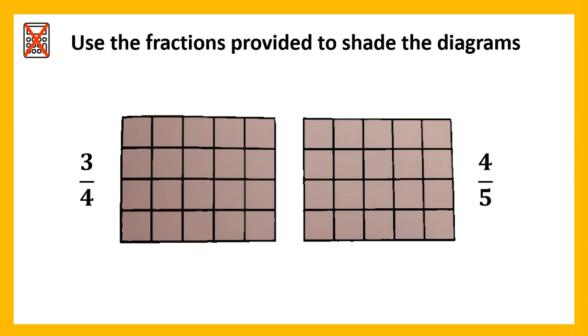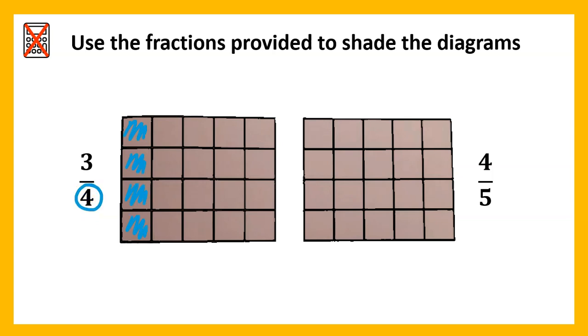With a slight increase in difficulty, use the fractions provided to shade the diagrams. On the left, we have a fraction of 3 over 4, or 3/4. This means for every 4 equal parts we have, 3 of them need to be shaded. The problem is this fraction has been simplified and we didn't start with 4 equal parts. We can go through and complete each bit separately.